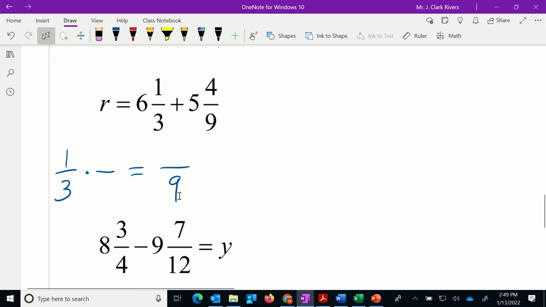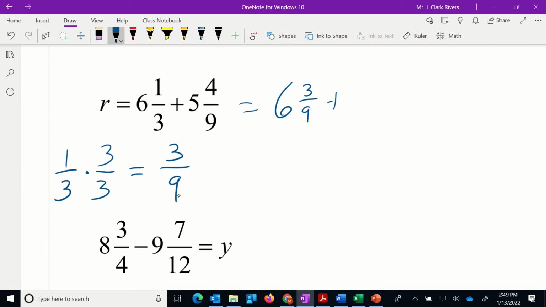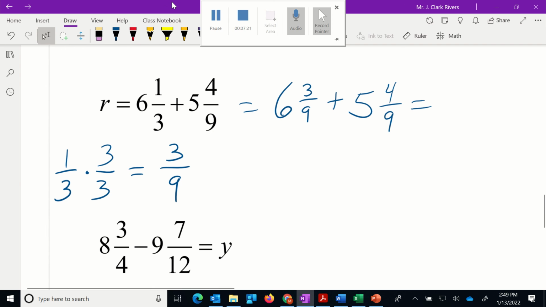So 3 times what is 9? 3. And we got to put what in the numerator? 3. So 1 times 3 is 3. So we end up with 6 3/9 plus 5 4/9. And now we treat it just like yesterday. I'll pause, let you finish this one out on your own. This is just like yesterday's assignment.